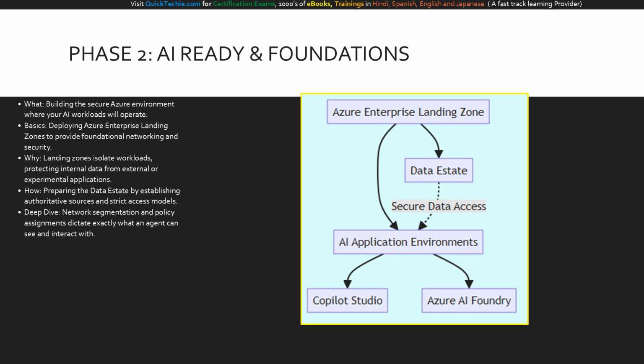On the right, we have the AI application environments, where the actual compute and orchestration happen. Within this application environment, the diagram further specifies your development platforms, such as Copilot Studio and Azure AI Foundry. The arrows connecting the data estate to the AI application environments illustrate the secure, governed data access pathways.